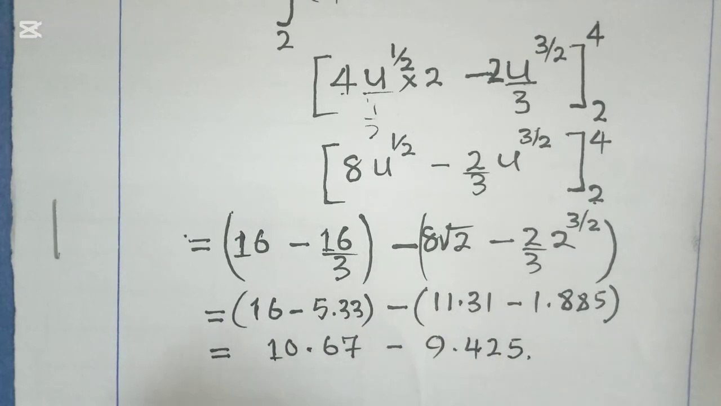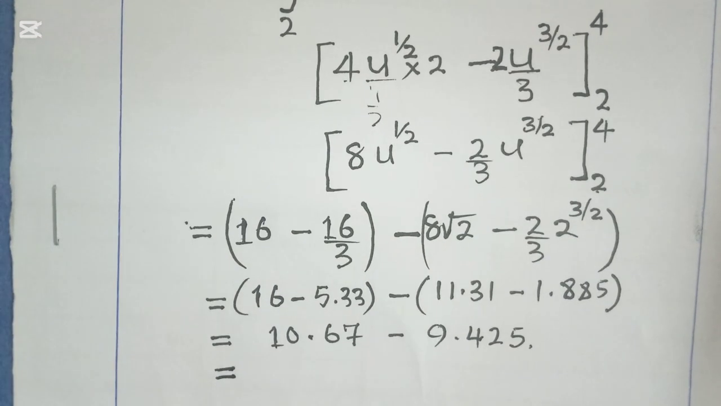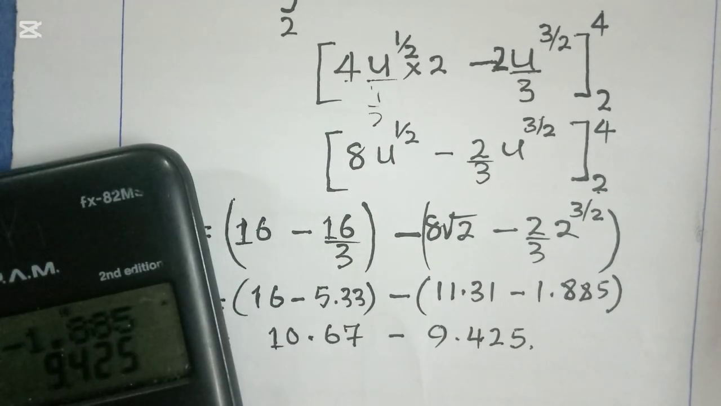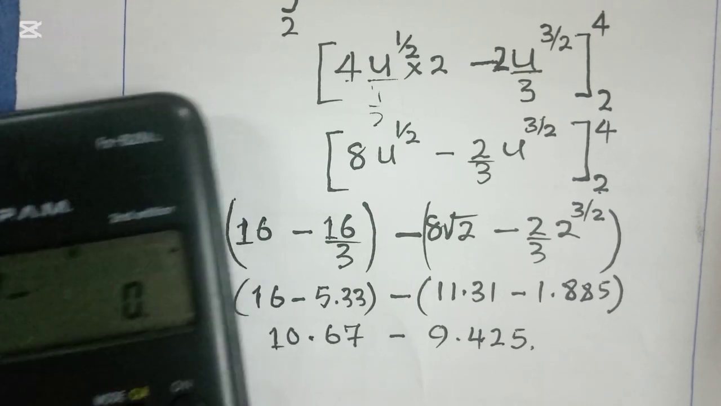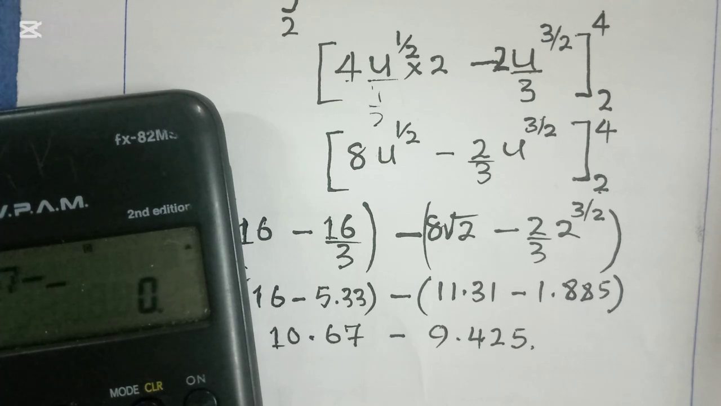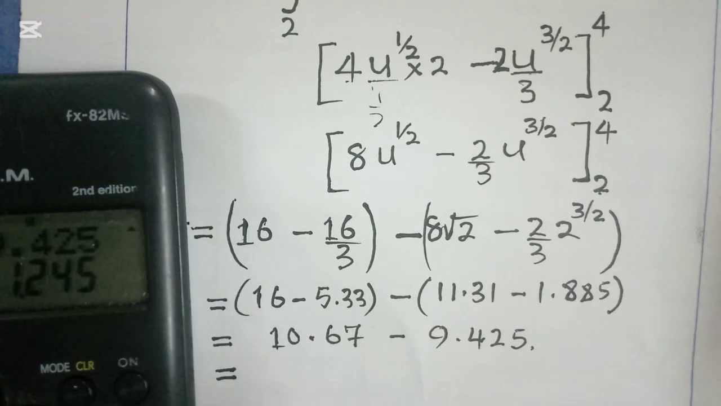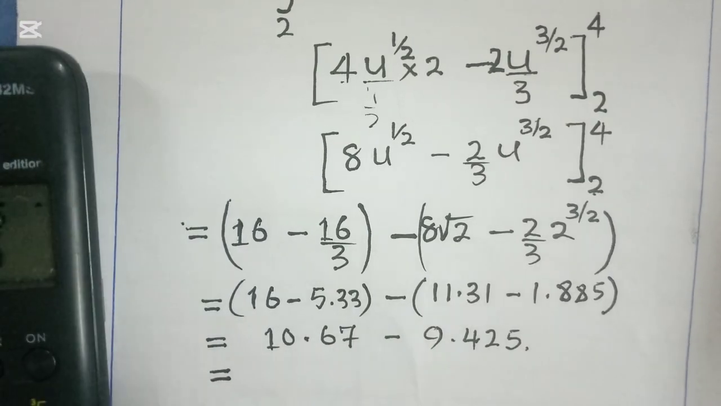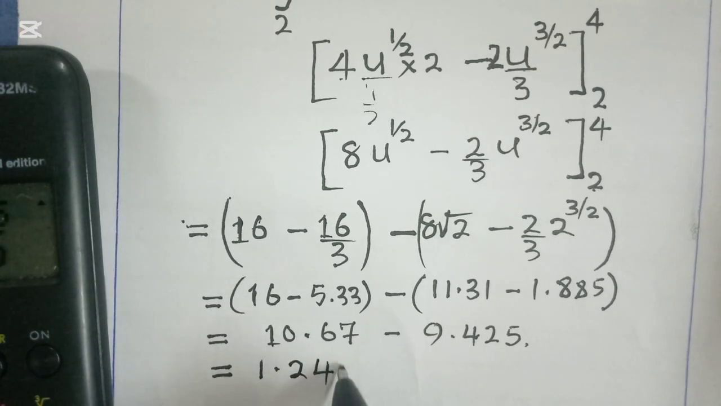And so therefore, our final solution is going to be 10.67 minus 9.425. That gives us 1.245. So we are going to have 1.245.